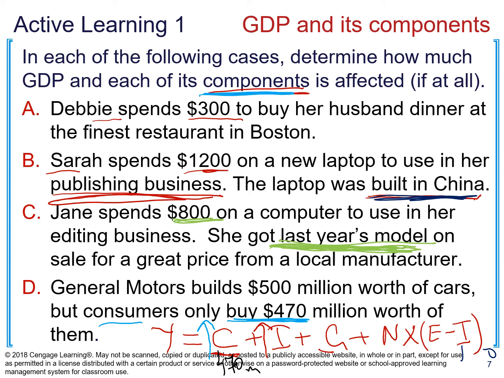Where does the other 30 million go? What happened with that? Remember, if a company did not sell goods that they produced that year, what is the company going to do? They're going to put it as a part of their inventory, isn't it? So therefore their inventory is going to increase by the remainder of $30 million, and therefore our GDP is increasing by the amount of $500 million.